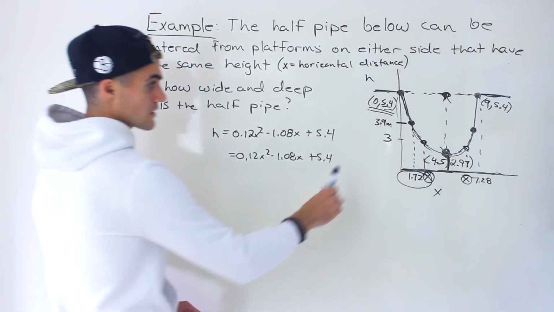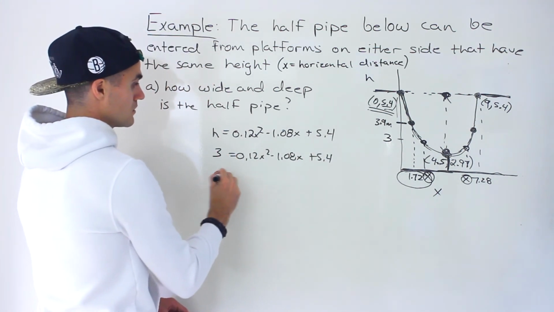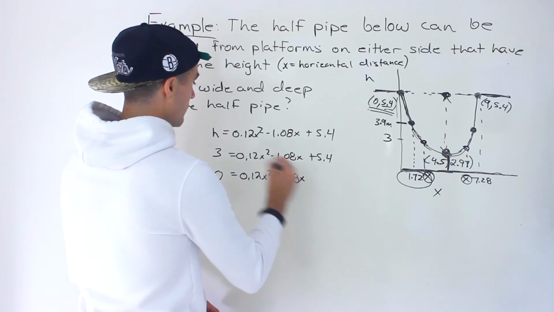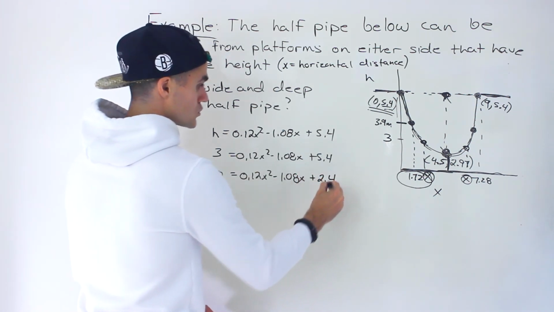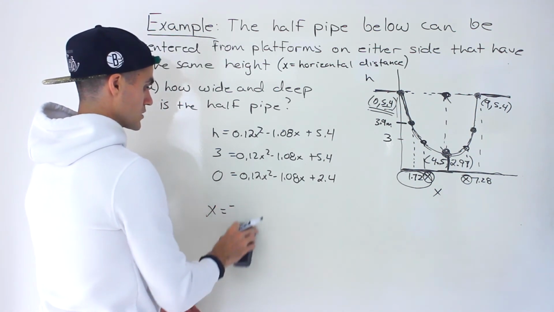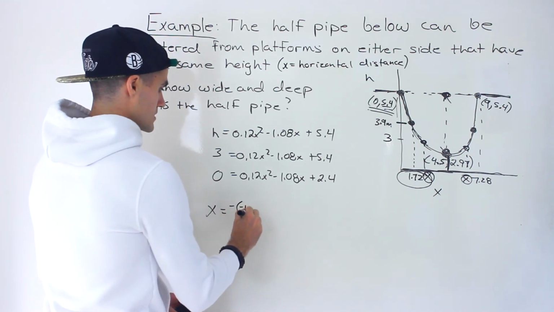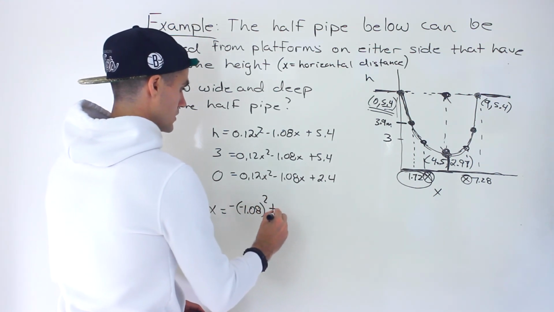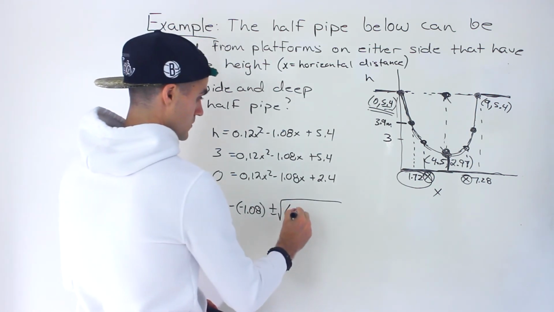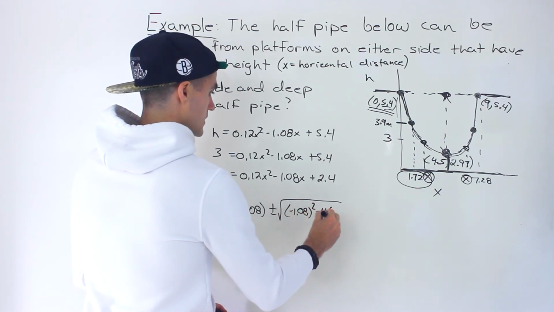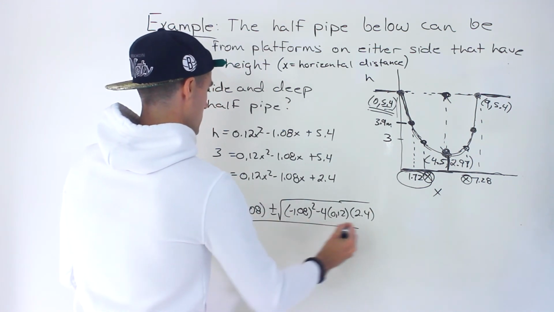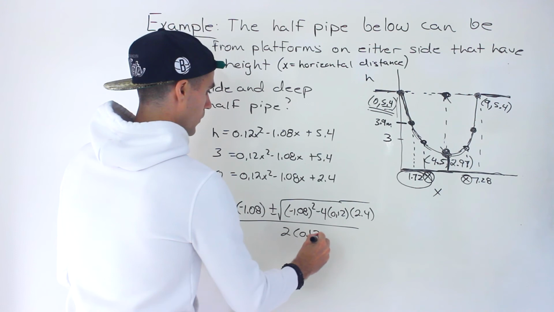And to solve for those two x values, we plug in 3 over here, 0 equals 0.12x squared minus 1.08x. 5.4 minus 3 would give us 2.4, like that. And then we could just plug in everything. Again, I could have actually kept that same quadratic formula written out initially and just change the c value, because everything else, sorry, this should not be squared, this should be squared. Everything else is staying the same, like that. And this is going to be all over 2 times 0.12.